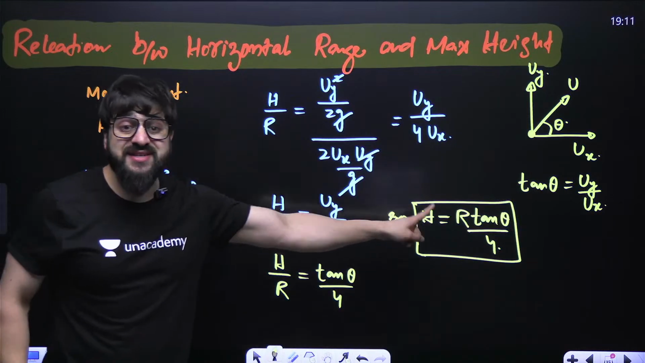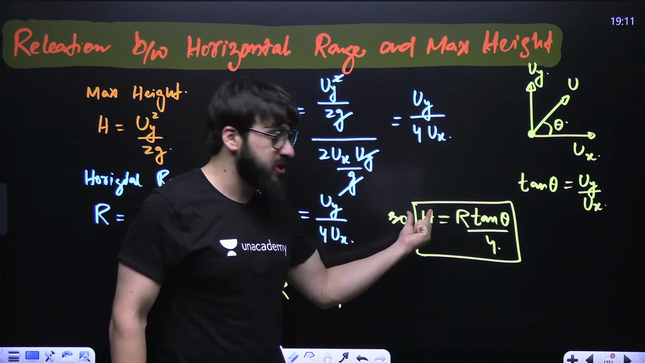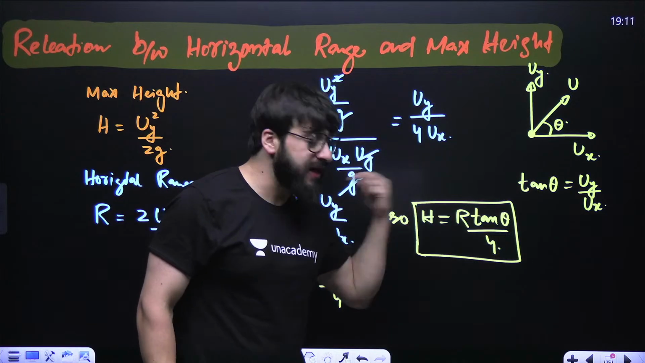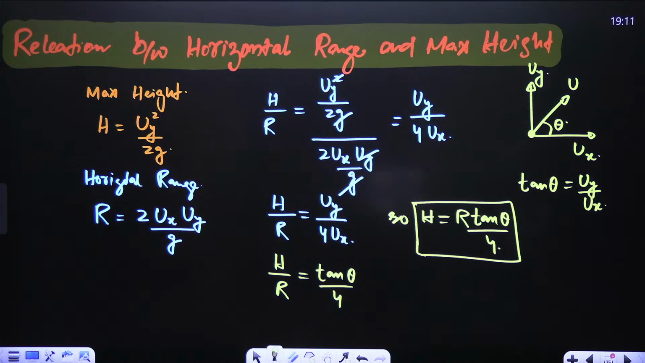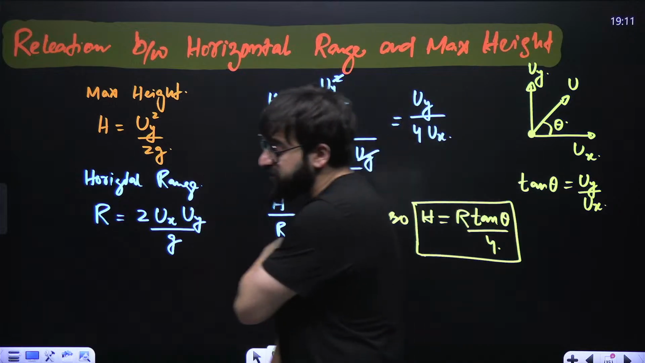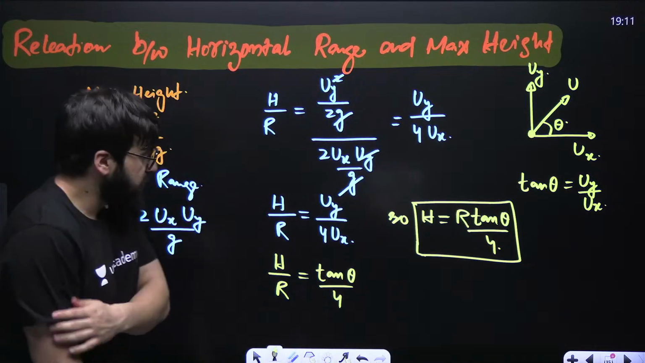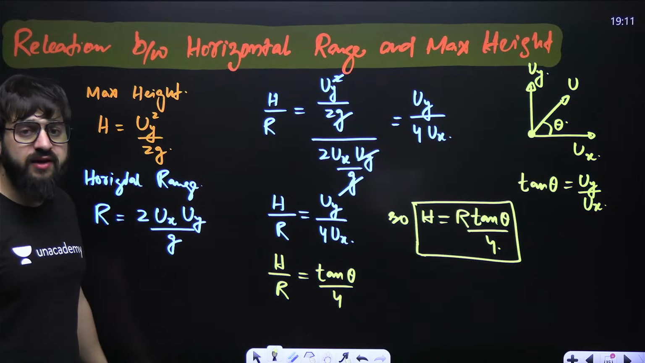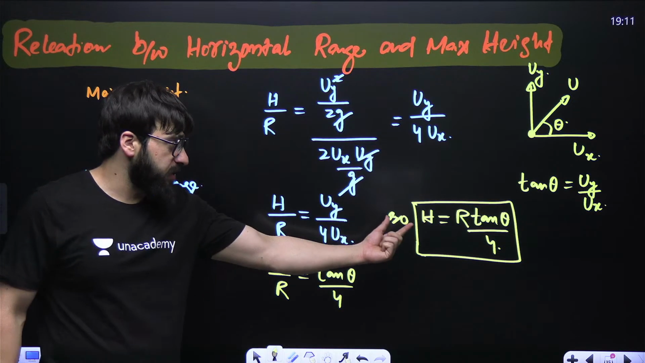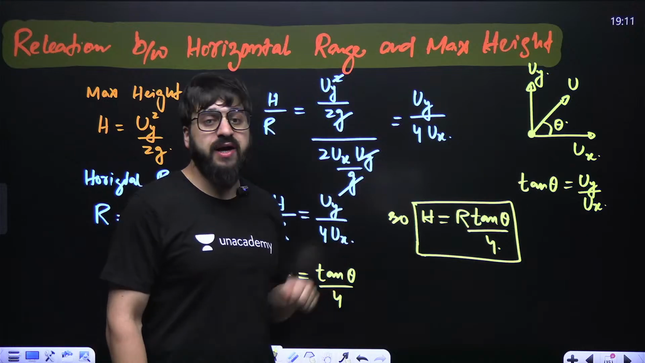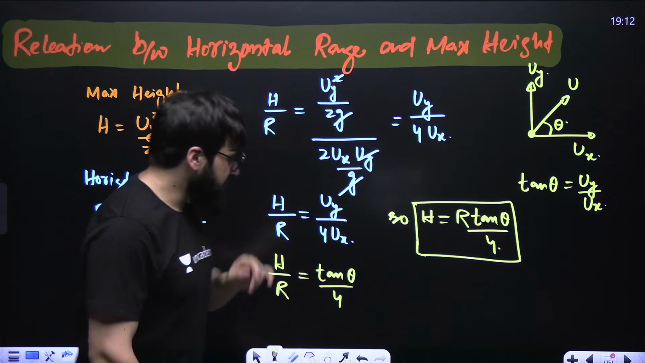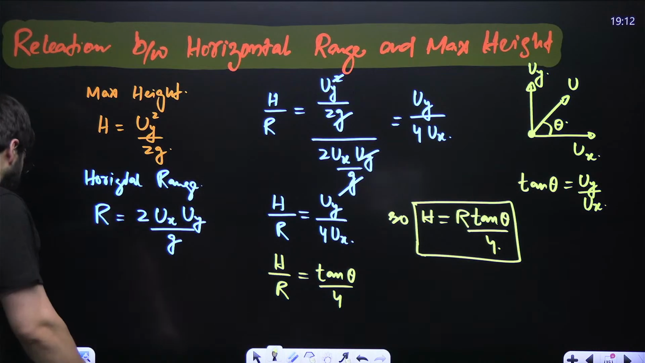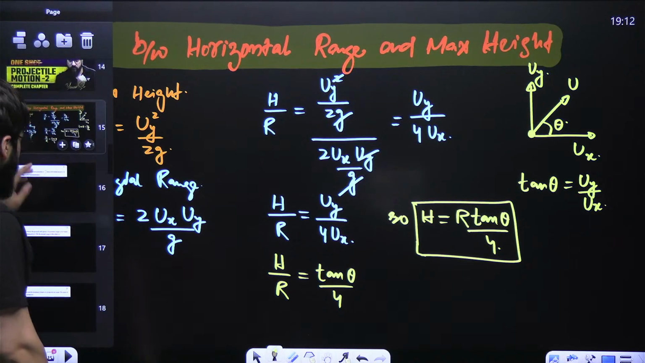Why? Because this is the relation between maximum height and horizontal range. So if in a question horizontal range is given, you can find the maximum height by this particular equation. Now, we will have to basically solve the questions on this particular equation that I'll be showing you over here.